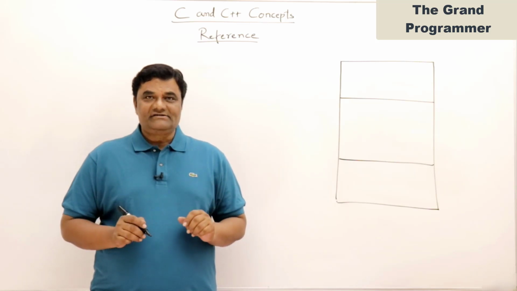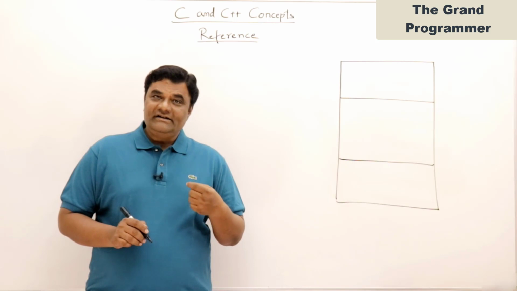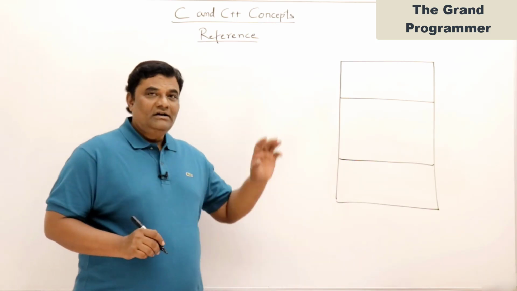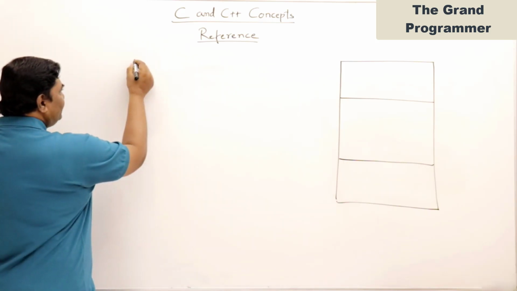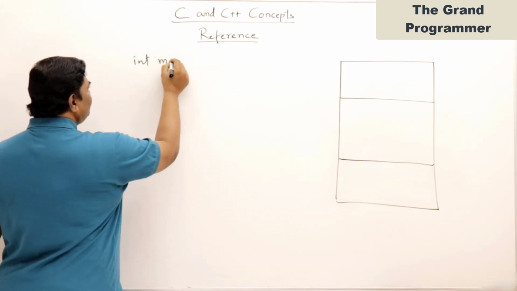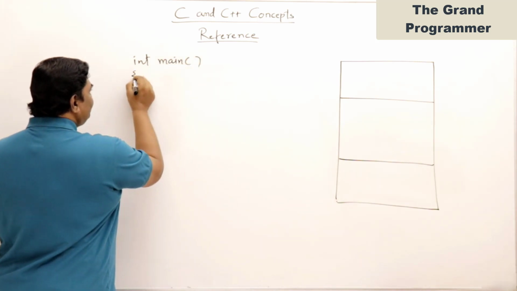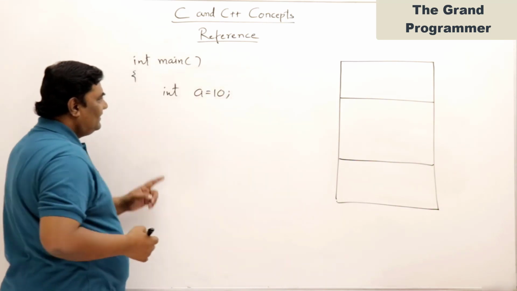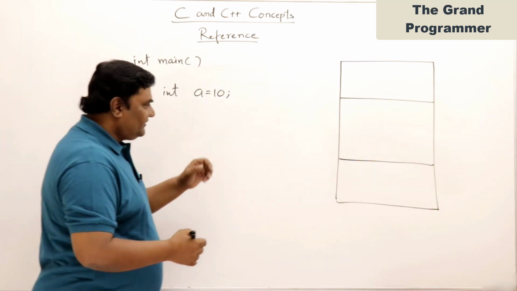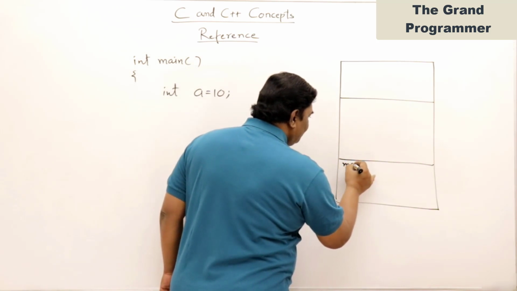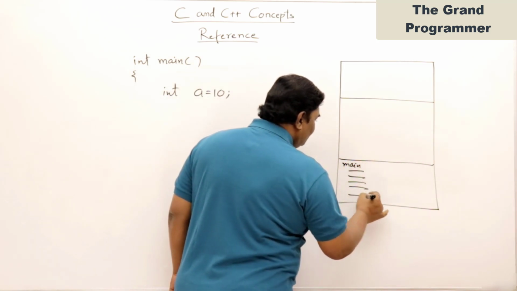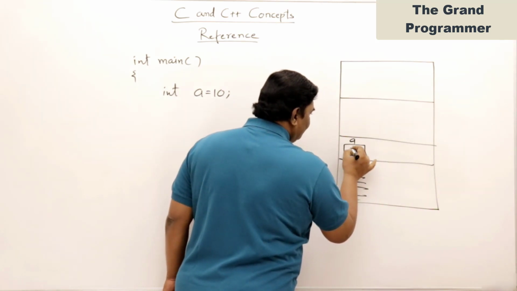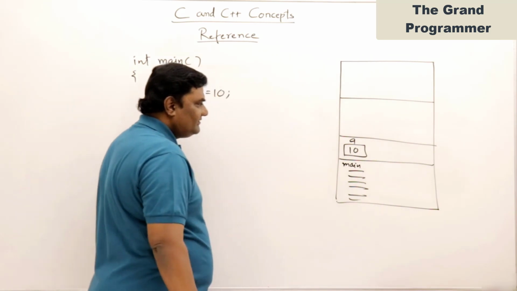So let us understand reference. A reference is a nickname given to a variable, or an alias given to a variable. Let me write and show you. Suppose this is a function. So I am using a main function. Suppose I already have a variable, with the name A, and it has the value 10. So how it looks inside the main memory is, this is the main function inside the code section, and inside its stack frame there is a variable with the name A and with value 10.